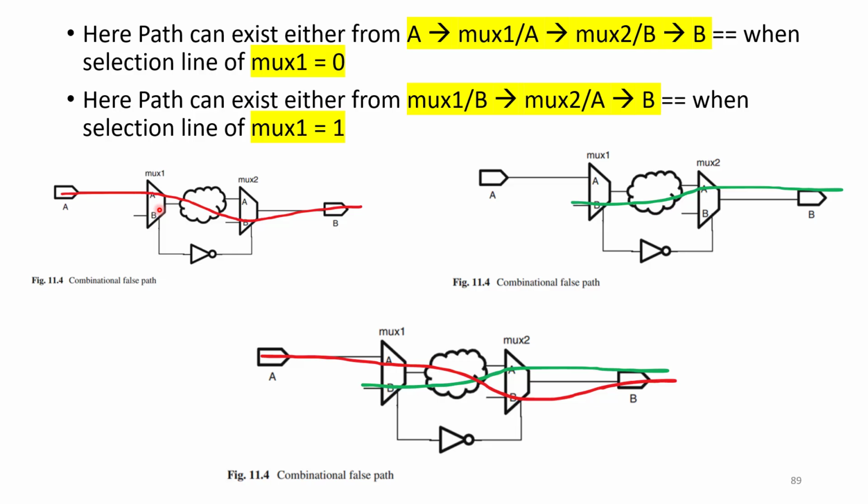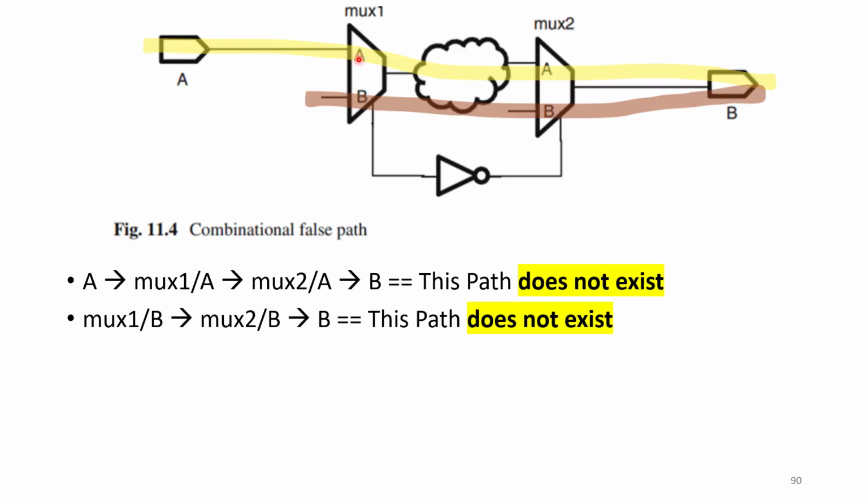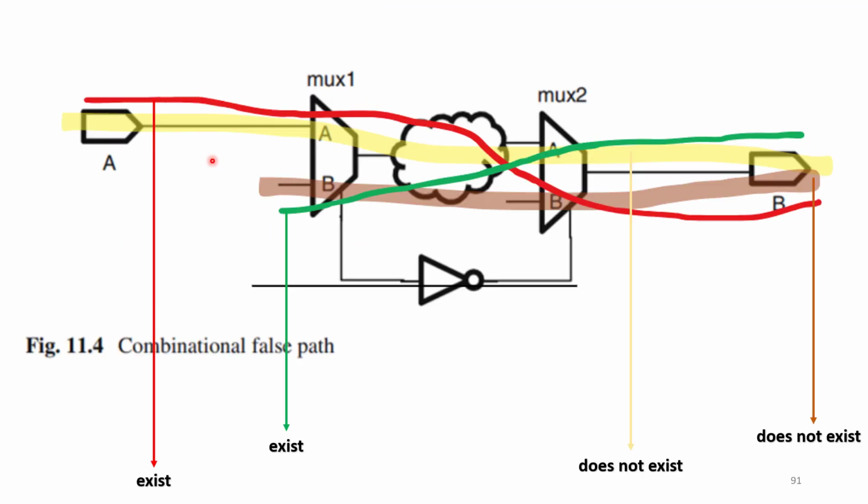So finally within this figure, this is the actual path that will be present, depending upon the selection line. Whereas these are the two paths that won't be present. So that's why we need to mention these two paths as false paths. So you can see it here finally. A red colored one exists and this green colored one exists.